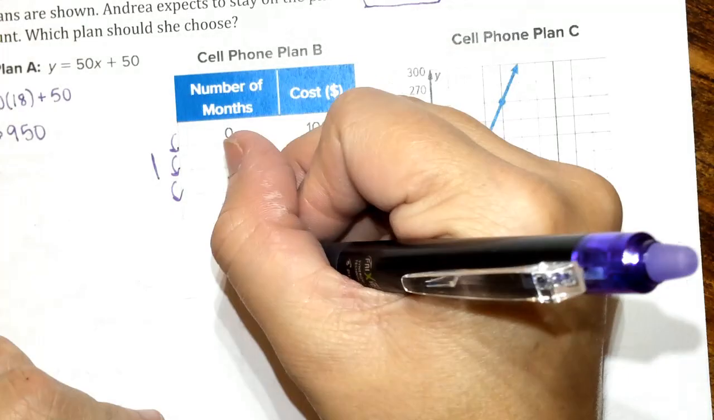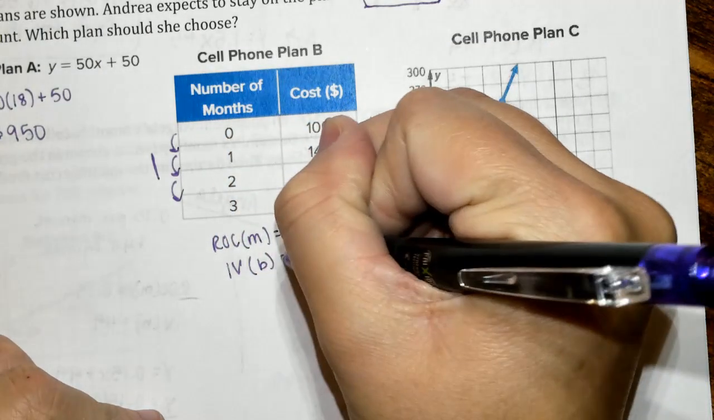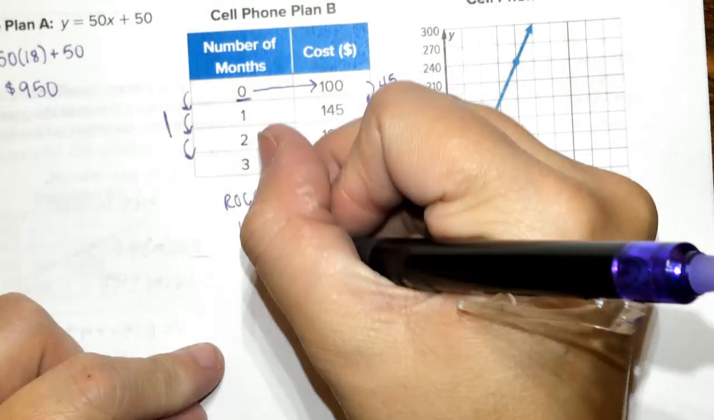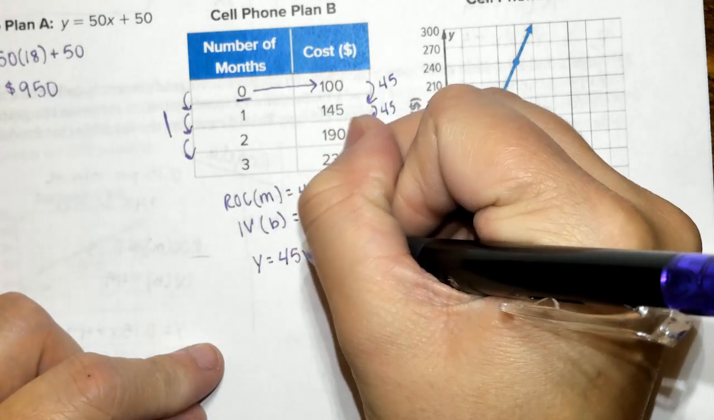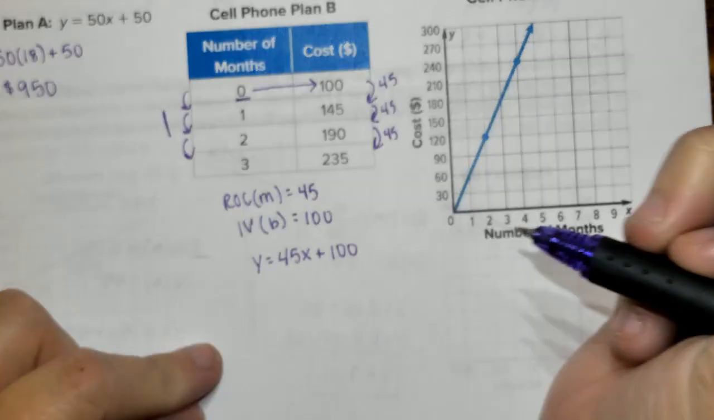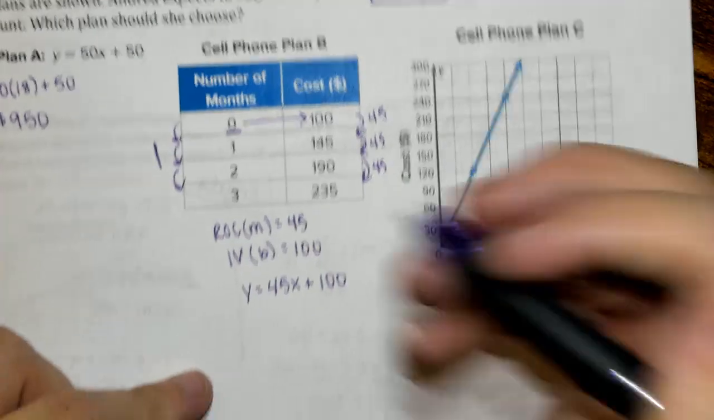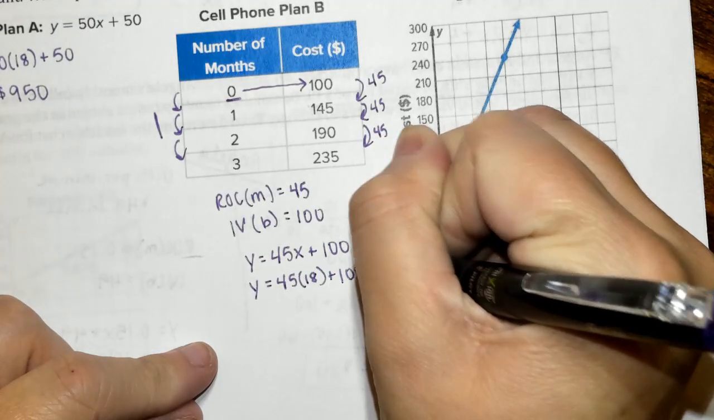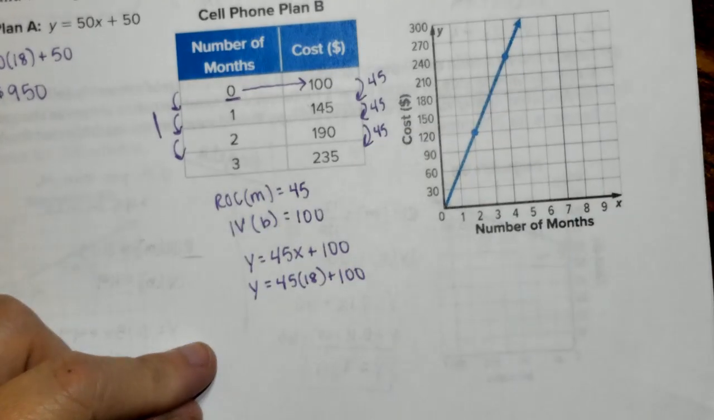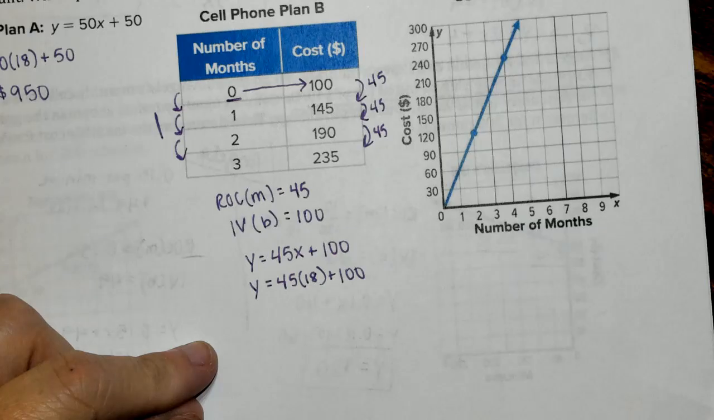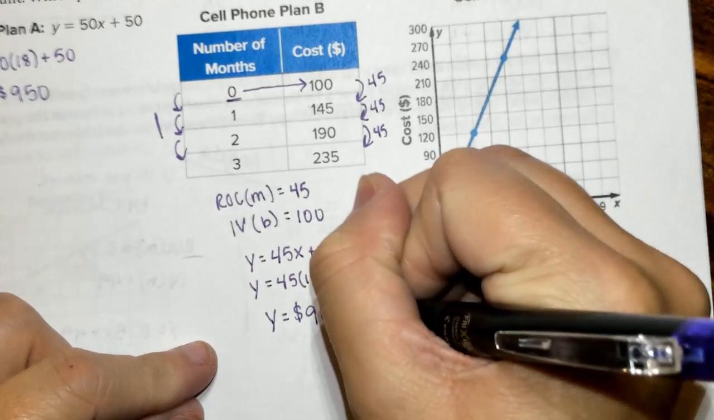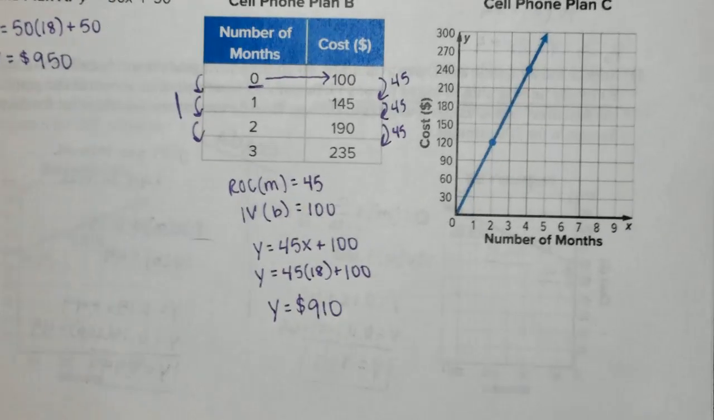And then remember for our initial value, b, we just have to find the 0 in the x column, and whatever number is across from it is what we start with. So this is just y = mx + b. y = 45x + 100. But again, I'm going to plug in 18 for x. So y = 45 times 18 plus 100. 45 times 18 plus 100 is 910. So this one's a little bit cheaper than that last one. Last one was 950. This one's 910. Let's see what this last one is.